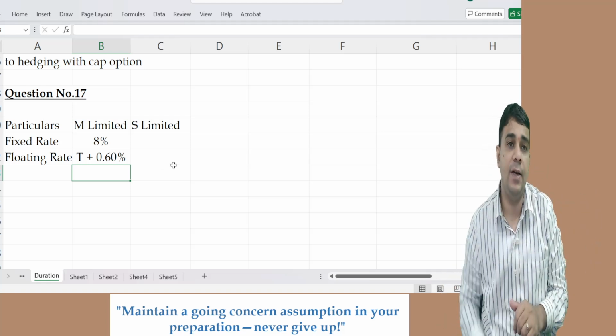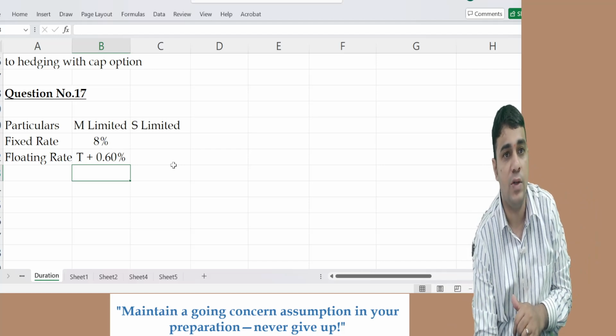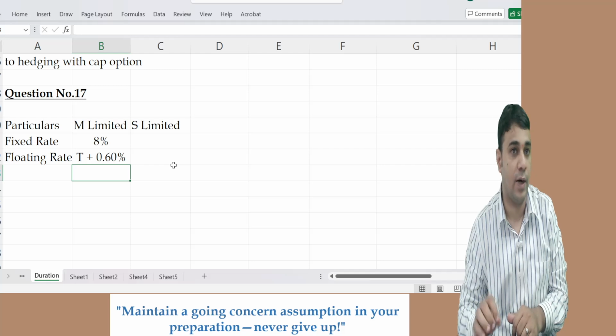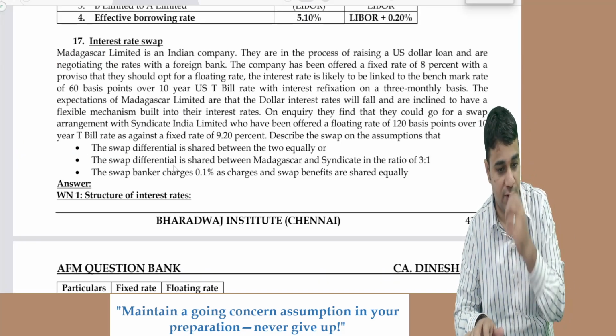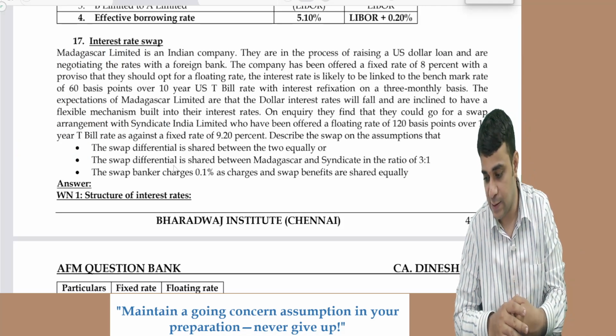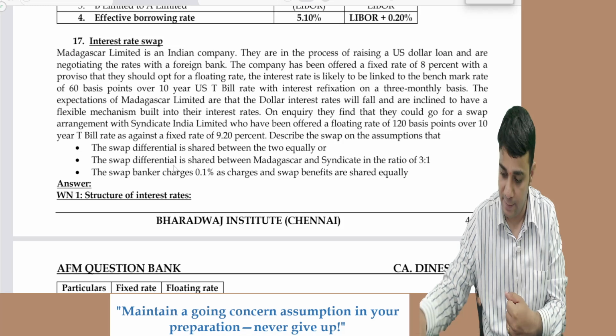Similar numbers I need for two companies. One company alone, swap will not happen. Two companies, you have to get the data. Syndicate India has been offered. Read and tell me what are the rates for Syndicate India. In the last para, it is in the last line.